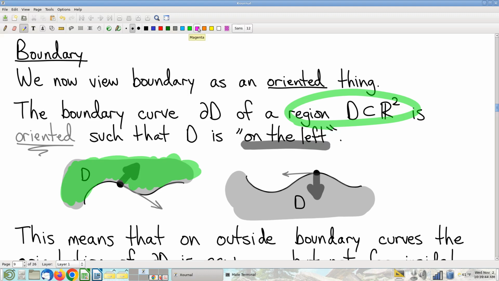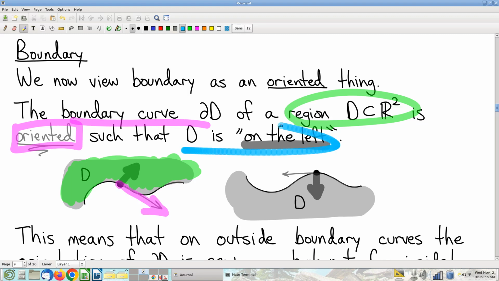The rule is the orientation of the boundary curve is in the direction that as you go in that direction, you want the region whose boundary you're talking about to be on your left. So you imagine as you're walking along the boundary, if you're walking around along the boundary in this purple direction, you're going that way, the region's on your left. Everybody see what I mean?